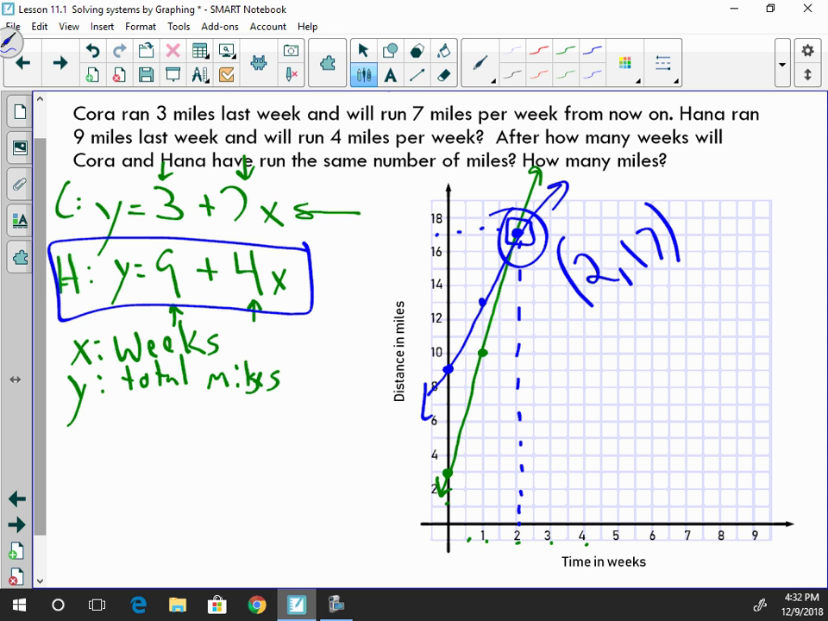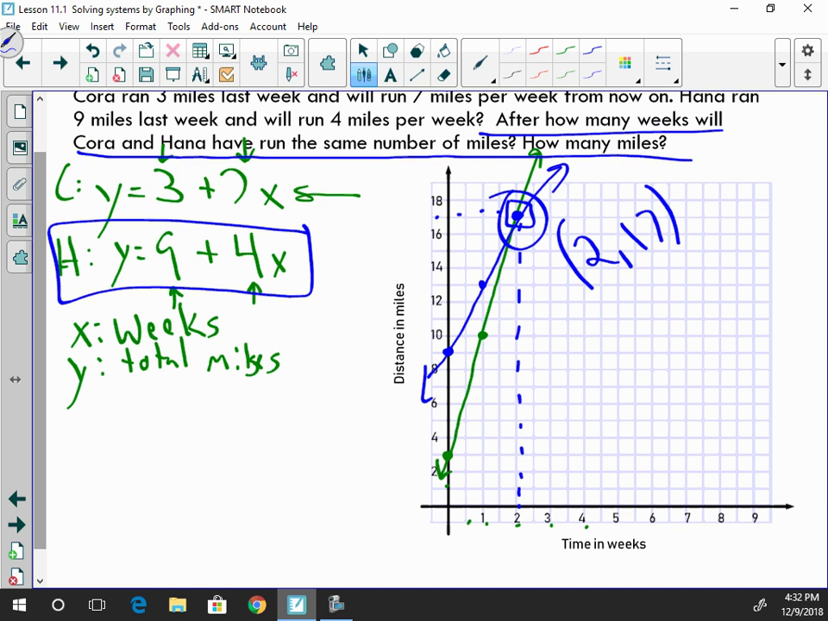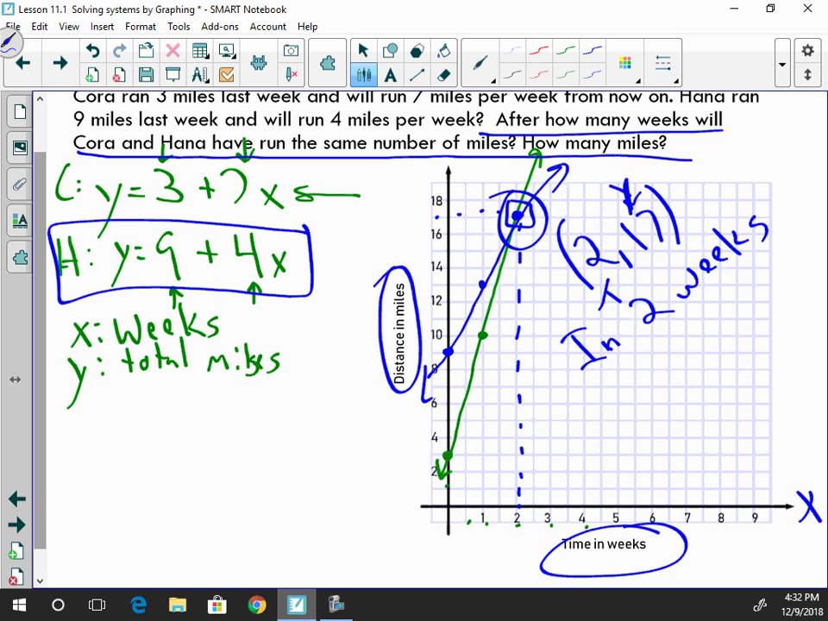All right, so what does that mean? Did we answer the question? It says after how many weeks will Cora and Hannah have run the same number of miles, and how many miles will that be? Well, my x value, my x-axis, represents time in weeks. So we can say in 2 weeks, and then we come across what the y information tells us. In 2 weeks, they will run, distance is y, that's my y value, 17 miles.